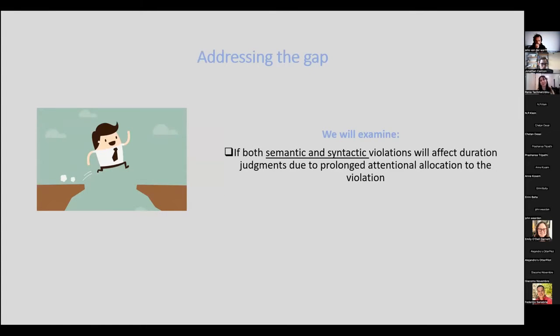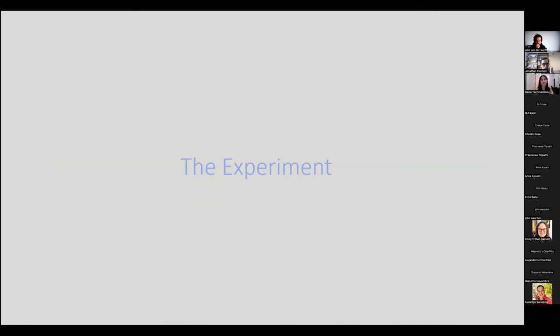So we're here to address this gap, and with our research, we're going to examine if both semantic and syntactic violations affect duration judgments, and if this has to do with attention allocation to the violation. So let's go to our first experiment.